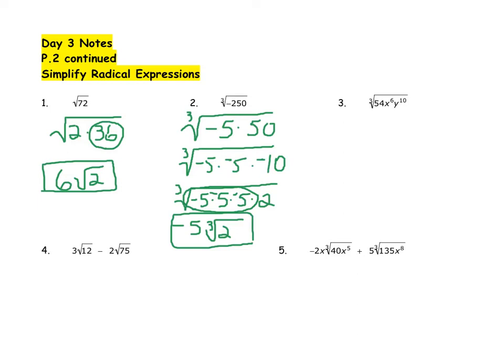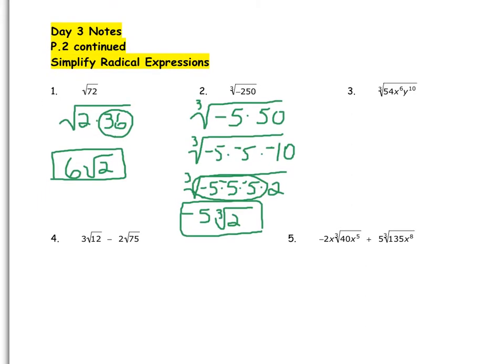Notice that if I'm taking the cube root of a negative here, my answer has to be taking out a negative. If I'm taking a square root over here, I cannot be taking the square root of a negative.